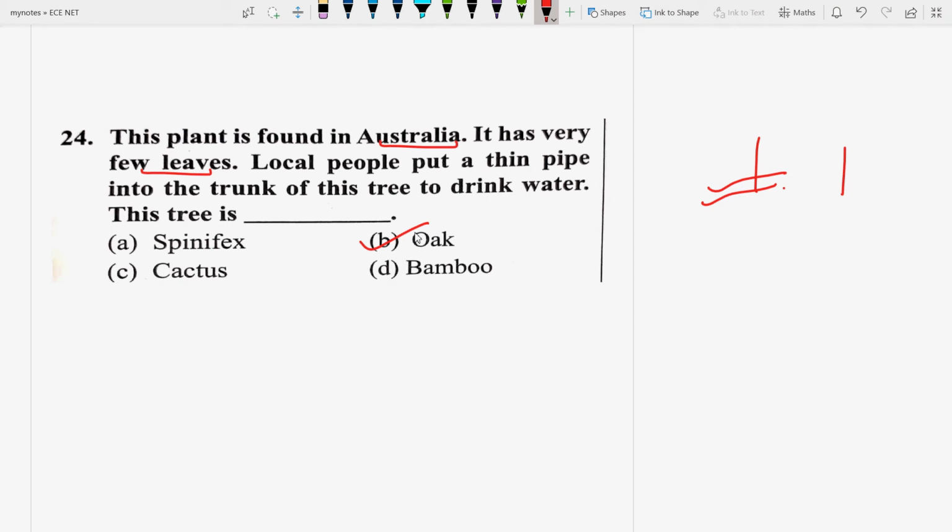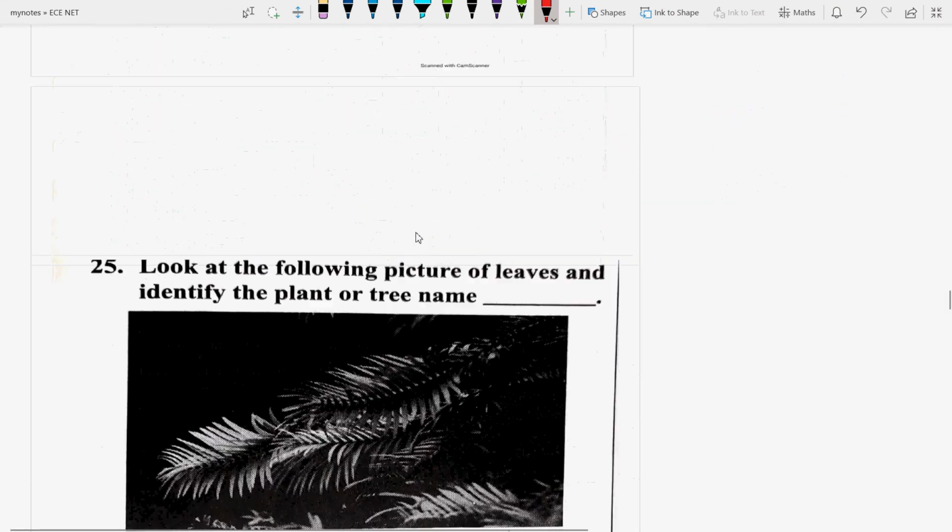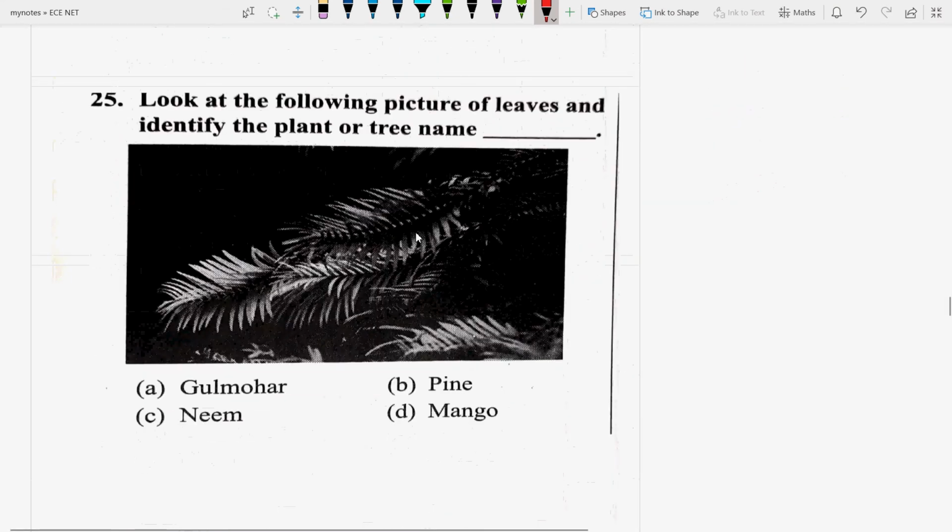Now let us see the next question. Look at the following pictures of leaves and identify the plant or tree name. Is it gulmohar? Is it neem? Is it mango? Is it pine? No, it is not mango. It is also not neem. Gulmohar, no, it is pine tree. It is pine tree.